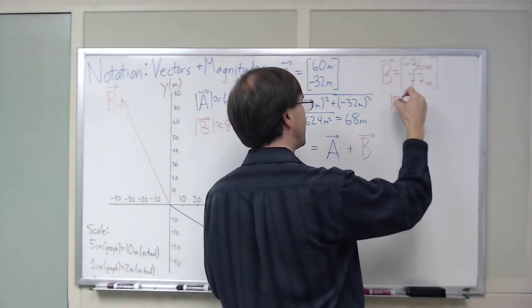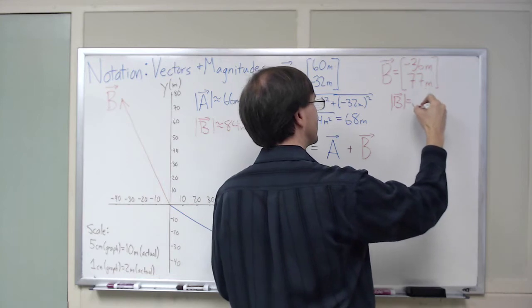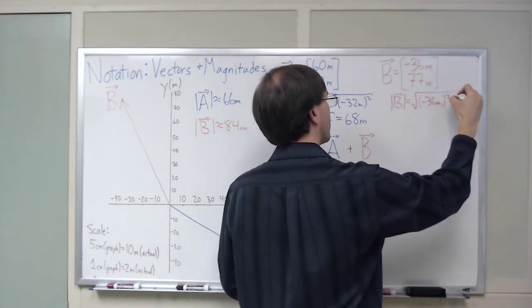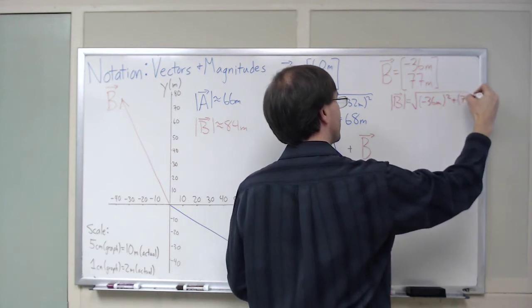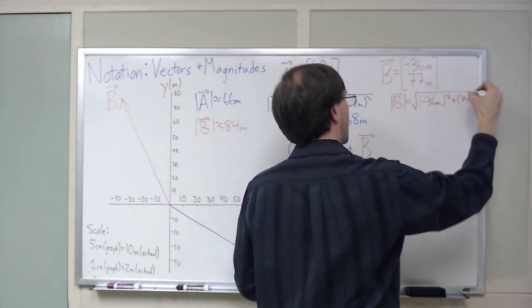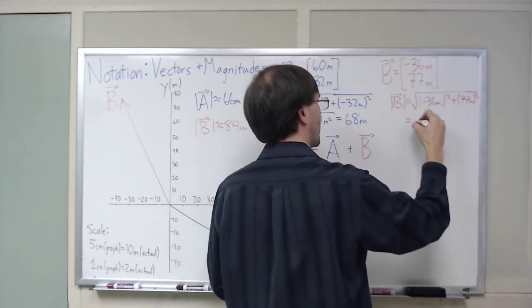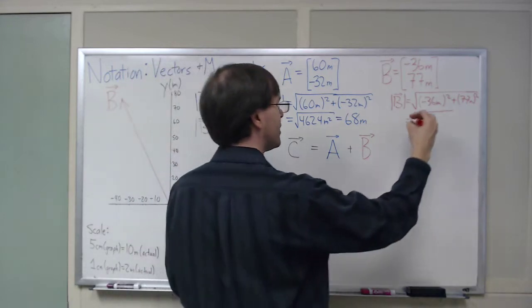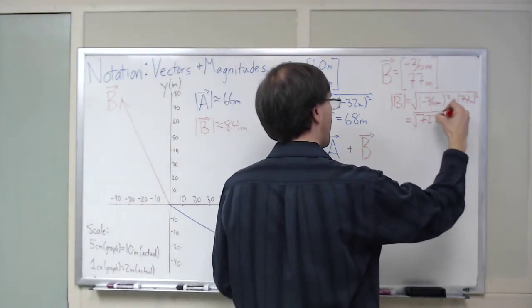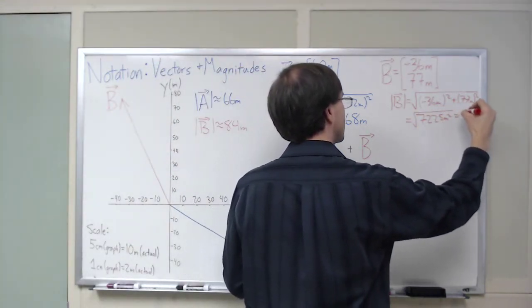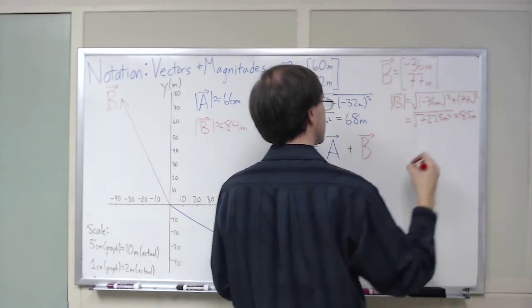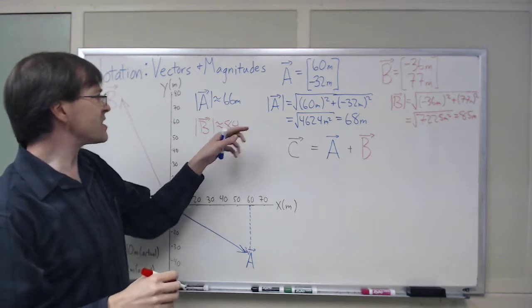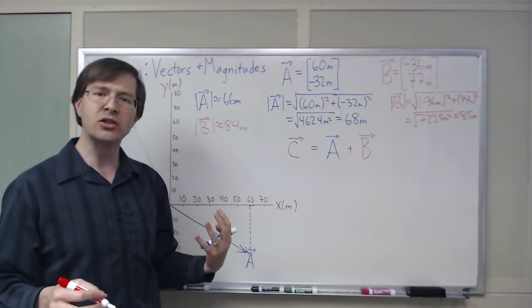The magnitude of B by the Pythagorean theorem is the square root of negative 36 meters squared plus 77 meters squared. And if I do that, I get the square root of, I did this earlier in my calculator, 7,225 meters squared, which is 85 meters. So again, pretty close to what my estimate was. So okay, these are two ways of finding the magnitude of a vector.